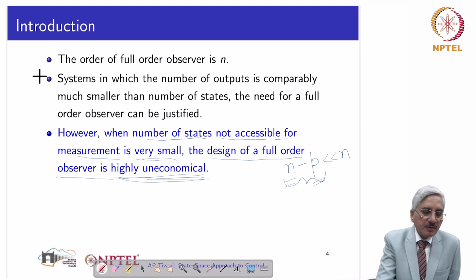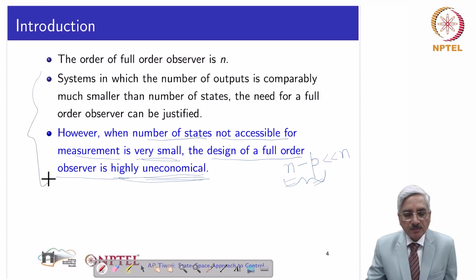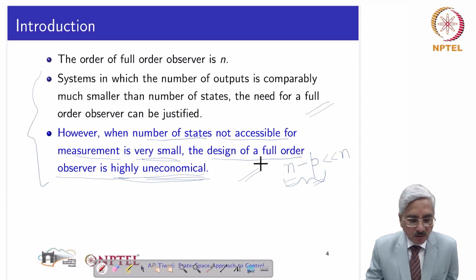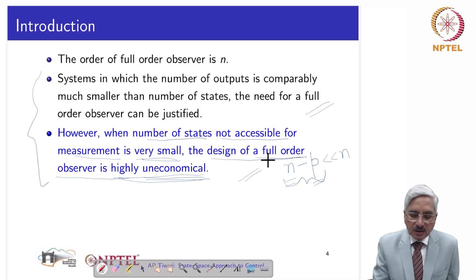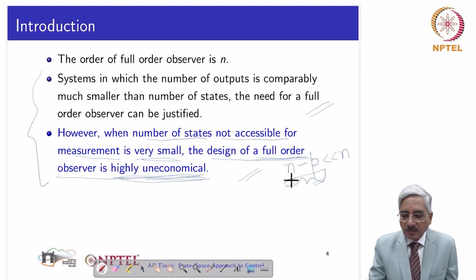Otherwise, these may not be valid in today's parlance if the implementation is on some kind of hardware which will essentially remain the same for this as well as for this. But still, from the viewpoint of computations involved, not only the necessary hardware resource, a full order observer is still computationally uneconomical if the number of states which are not accessible for measurement is comparatively much smaller than the order of the system.